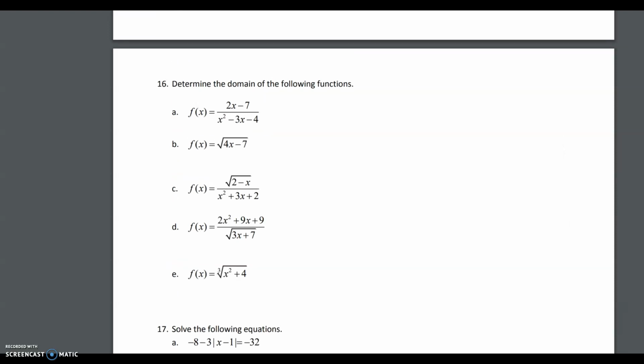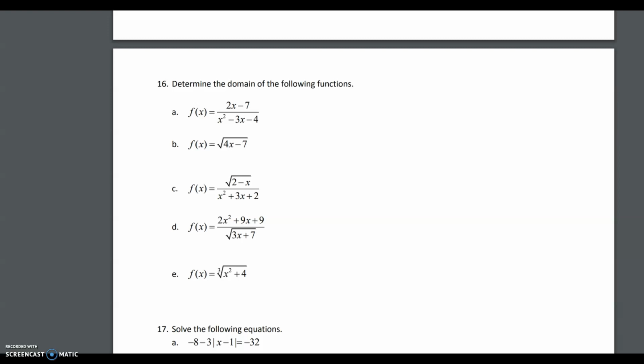So remember, for domain, if a function is rational and you do have an x term in the denominator, there will be a restriction. Domain cannot be 0. If a function is an even root, not a cube root, not a fifth root, not a seventh root, then the inside statement in the even root should be greater than or equal to 0.